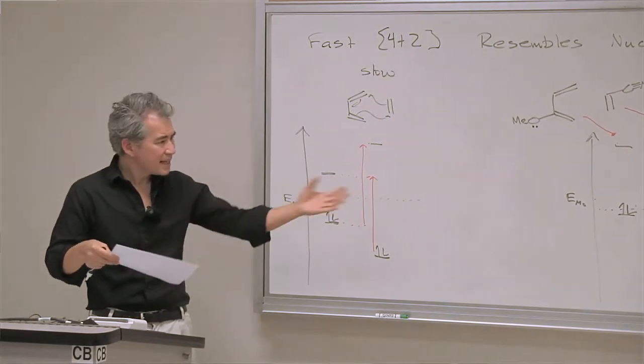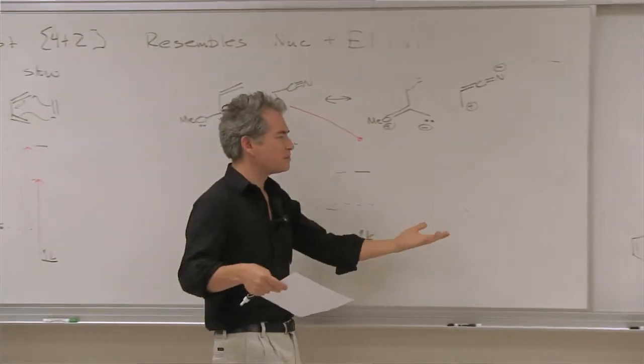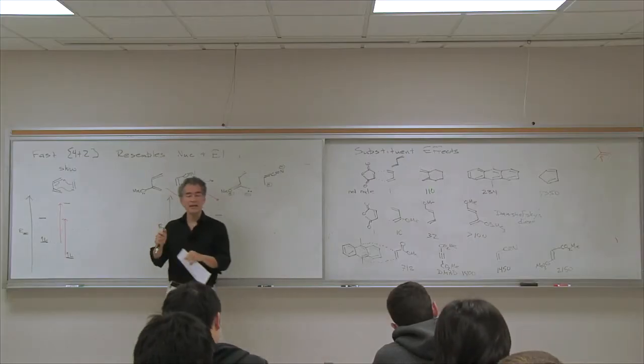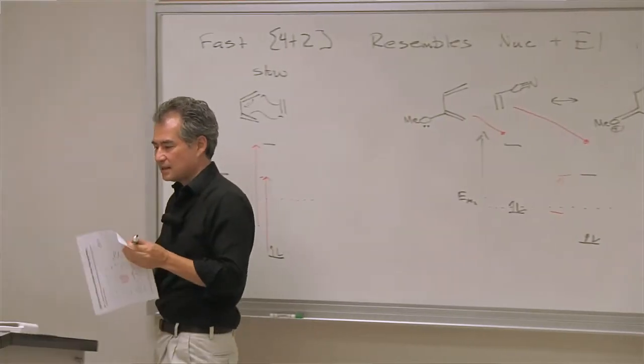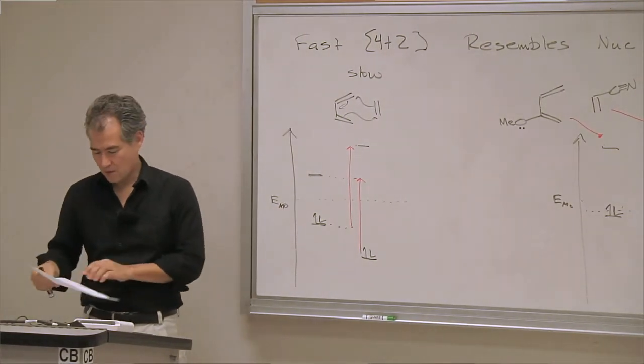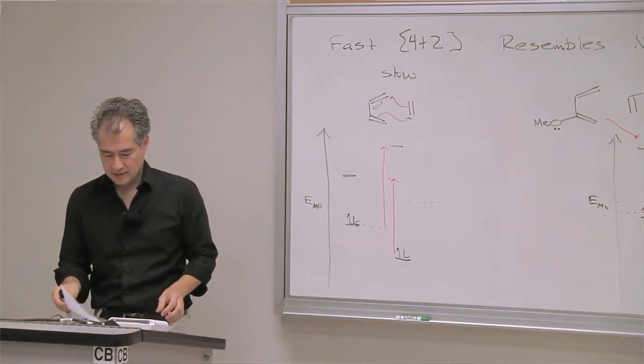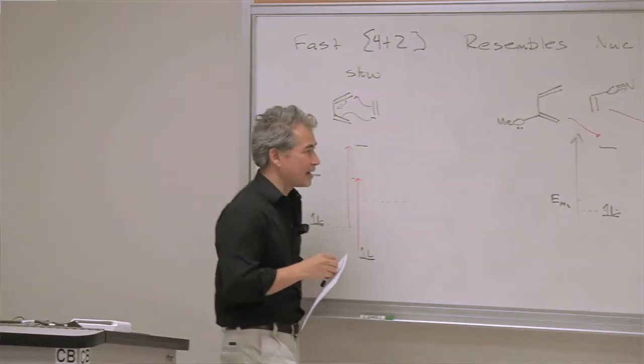Okay, so you can get a sense for this range of reactivities. You can get thousands of times faster just by changing the substituents. That'll make the difference between reactions you have to heat and reactions that will go at room temperature or maybe even below. Okay, so let's talk about regiochemistry and Diels-Alder reactions.